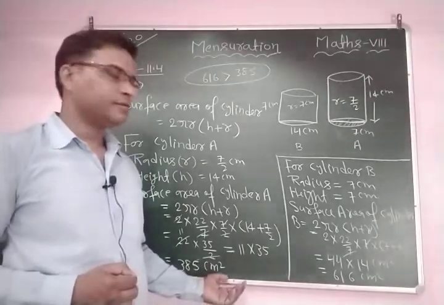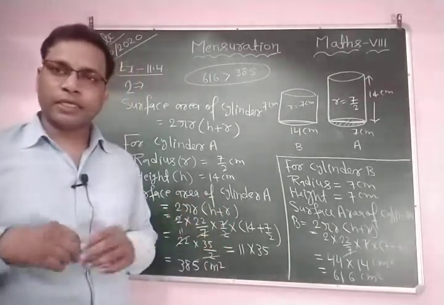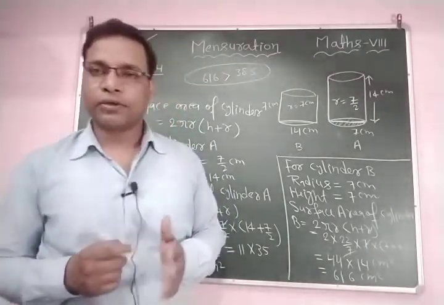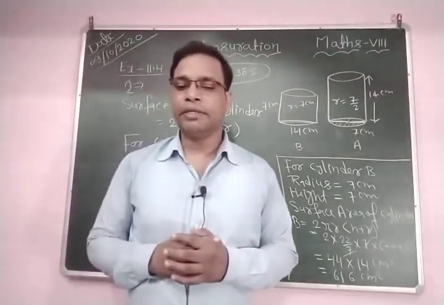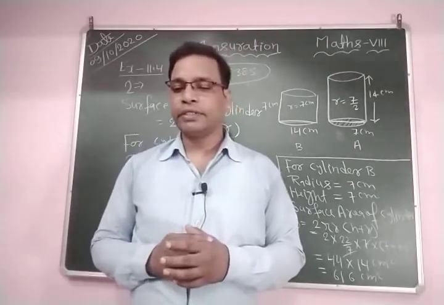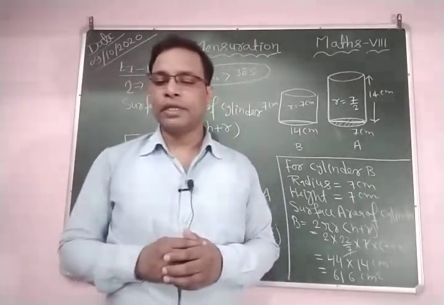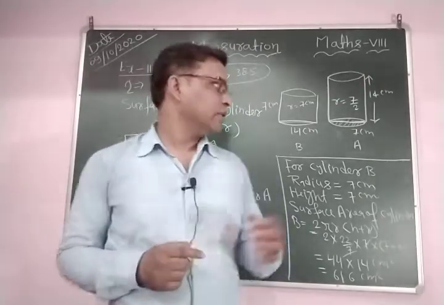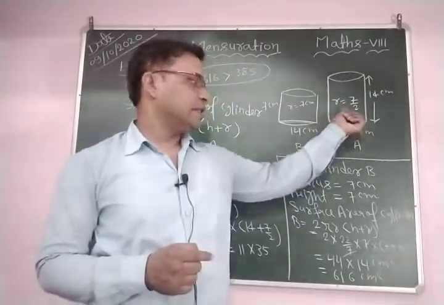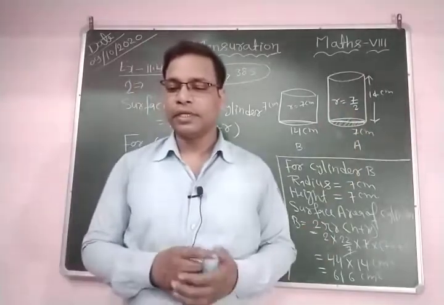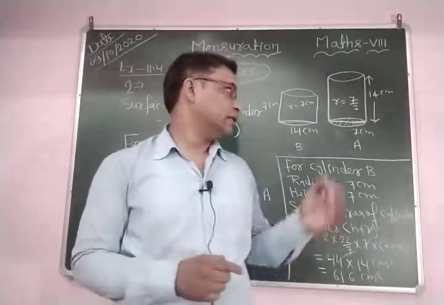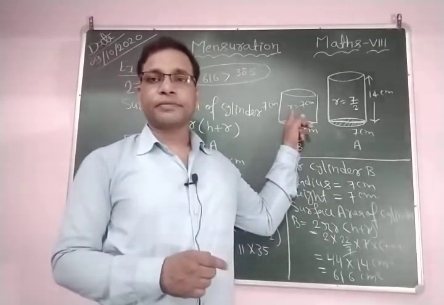Okay, now I again repeat this question. I again read this question. In question number 2, it is given that diameter of cylinder A is 7 centimeter and the height is 14 centimeter. You can see here this cylinder. Next, diameter of cylinder B is 14 centimeter and height is 7 centimeter. You can see here.